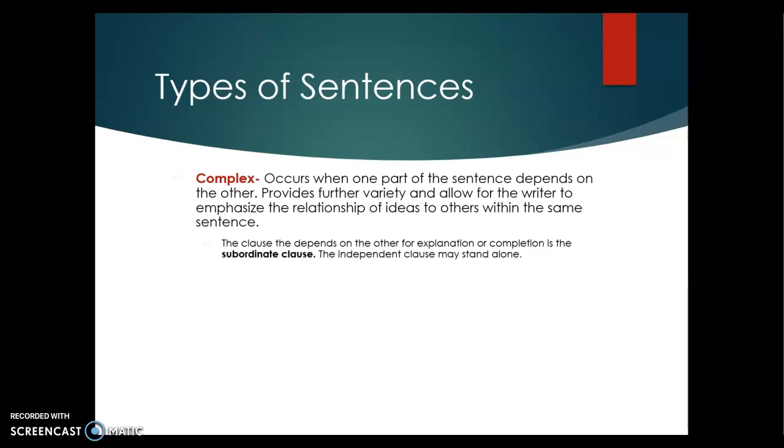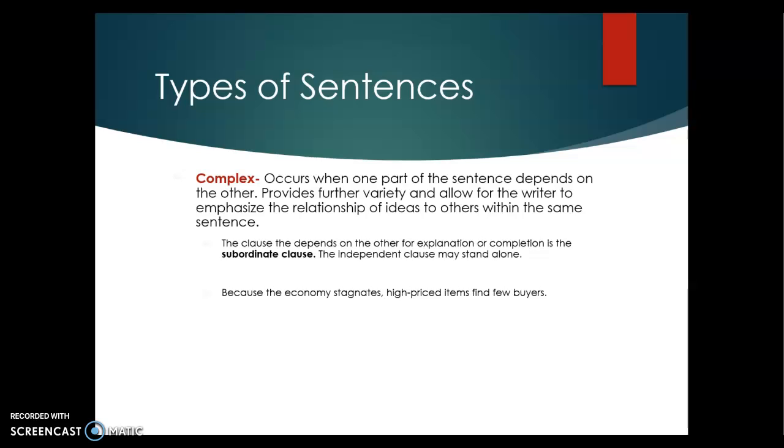It can stand alone with its own subject and predicate. But the subordinate clause, or the dependent clause, really provides explanation or further extrapolation on that independent clause. For instance, because the economy stagnates, high-priced items find few buyers. On the right side of the comma here, we have our main clause, high-priced items find few buyers.